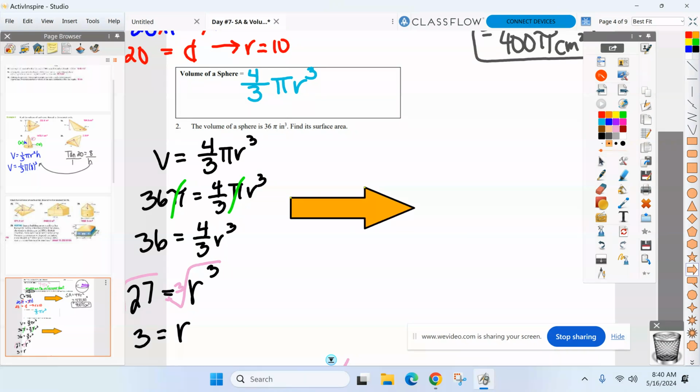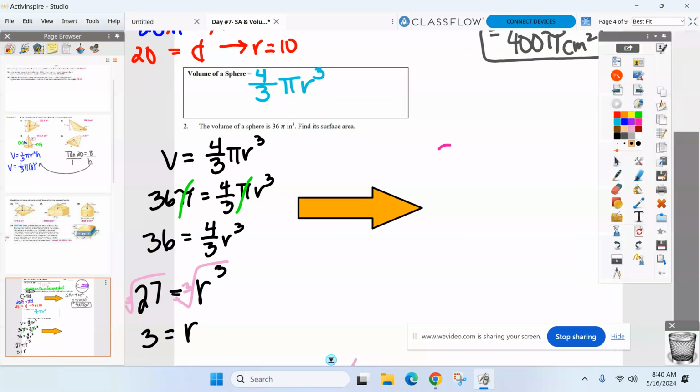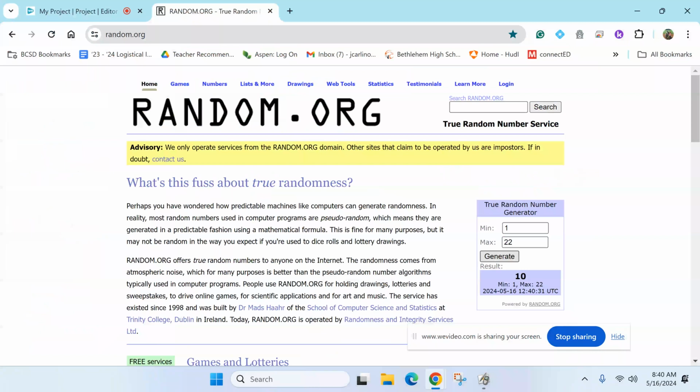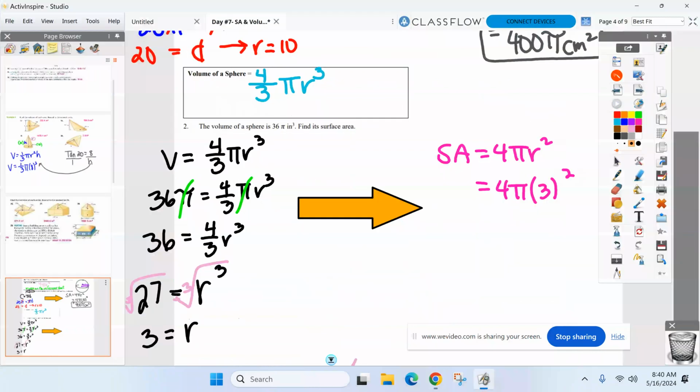All right, so let's go now. The surface area, 4 pi r squared. Leave it in terms of pi again. Go ahead and leave it in terms of pi. Henry, what do you got in terms of pi? When you're ready. What's the question? The question is find the surface area.